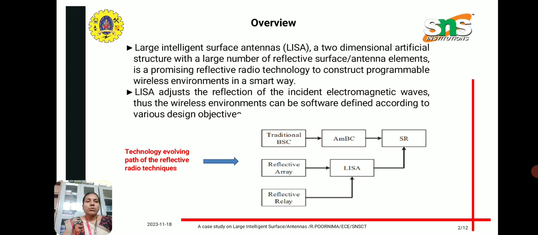That is, it is used in software-defined radios. We can control the parameters through software. So LISA adjusts the reflection of the incident electromagnetic waves. Thus, wireless environments can be software defined according to various design objectives. In this block diagram, we can see the various technologies evolving through reflective radio techniques. In large intelligent surface antennas, reflective arrays and reflective devices are both combined.